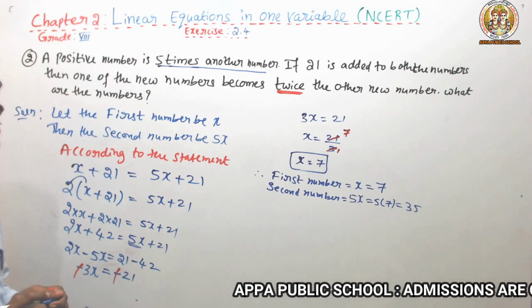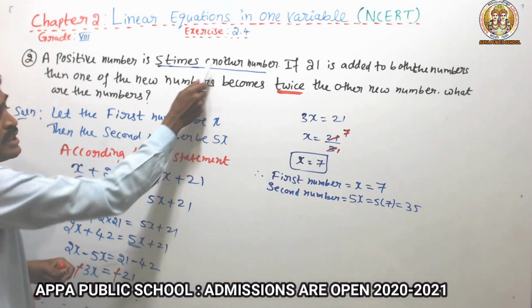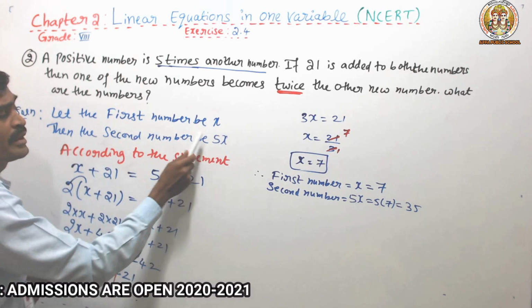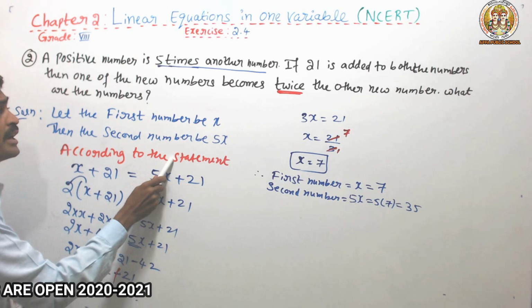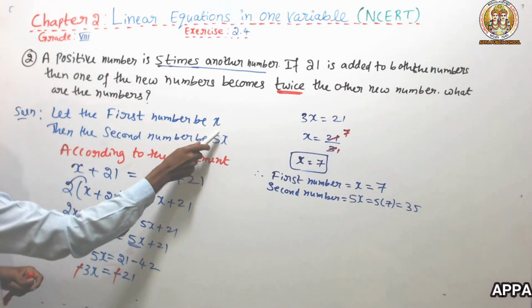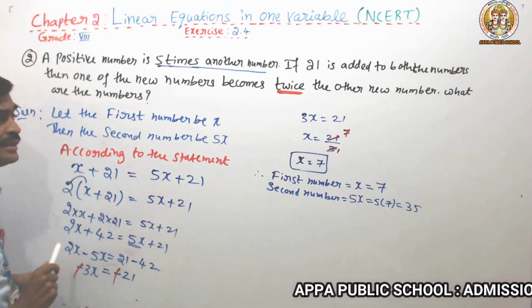Understood? I repeat once again, please concentrate. There is another number given, that's why we have to take two numbers. Let the first number be x, then the second number be 5x. According to the statement, 21 is added to both the numbers. So x and 5x are there, that's why we have to add plus 21 to both the numbers.